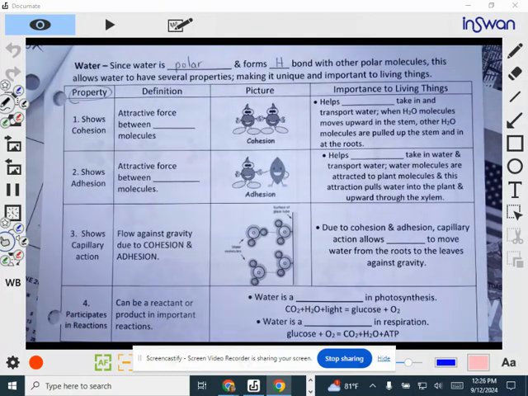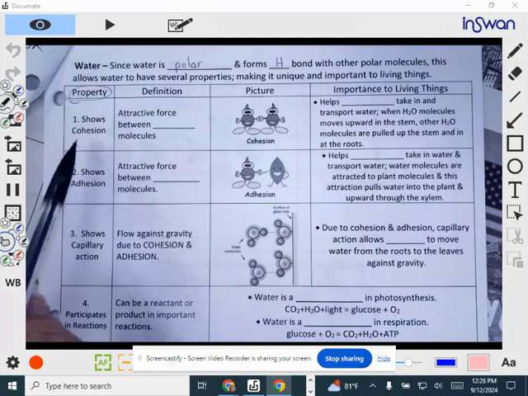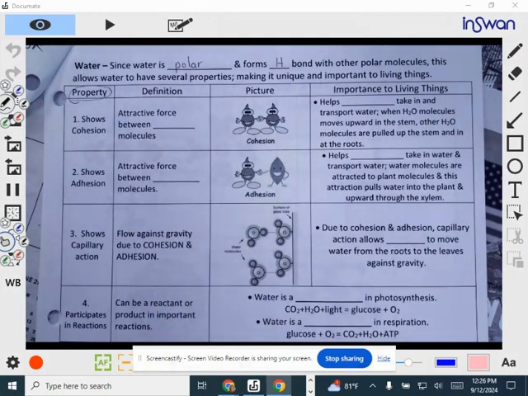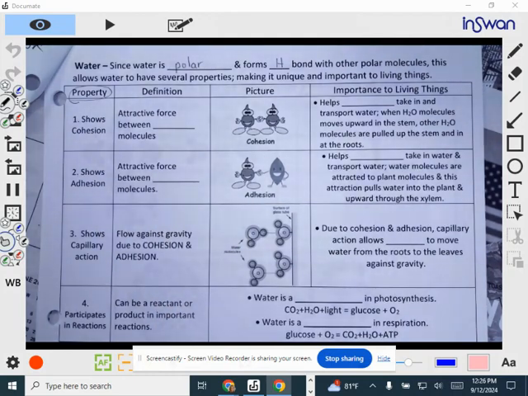So if I ask you to name a property of water, you're going to have to say things like cohesion, adhesion, capillary action, etc. Let's go through these and make sure you understand what those properties are about.